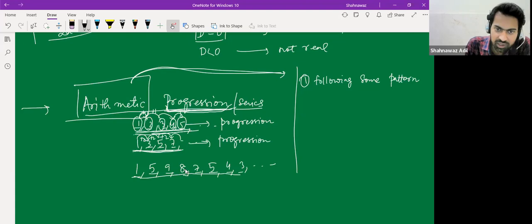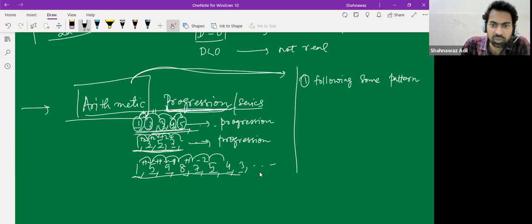1, 5, 9, so the difference is plus 4, and this is again plus 4, but this is 3, and this is minus 1, right? 9 minus 1, this is minus 1, and this is minus 2. So this is some random pattern. So this is not a progression.